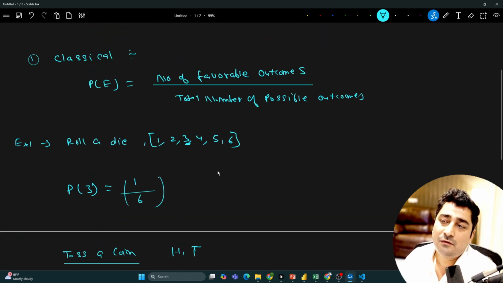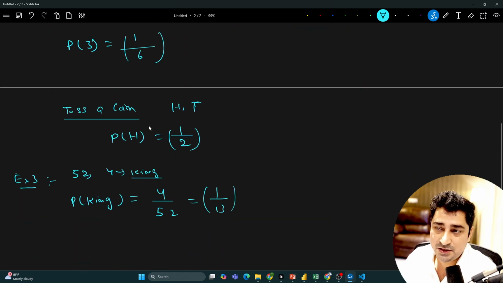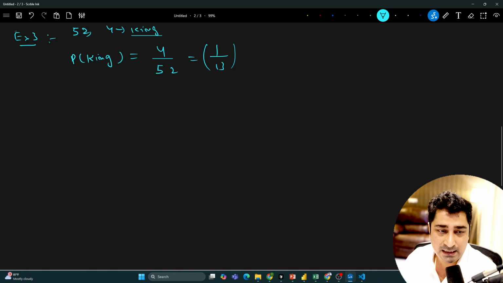Now, all of these calculations I am able to do with the help of this particular formula which I have written: the number of favorable outcomes divided by the total number of possible outcomes. As simple as that. Whenever you are finding the probability in this way, it always falls under the classical category.